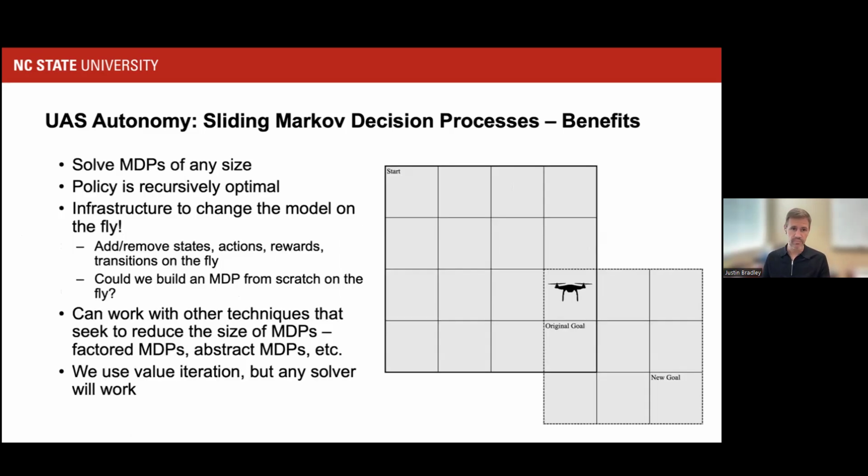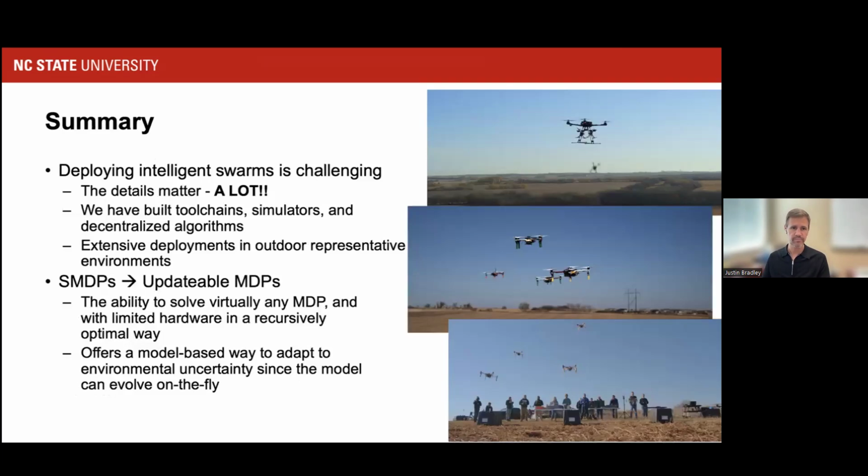So a couple of really nice benefits that you get from this. You can solve MDPs of virtually any size. The policy is recursively optimal. And we've built some infrastructure that lets you change the model on the fly. Because we rediscretize the state as we go, we actually change the MDP as we go. And so we now have infrastructure where we can change the MDP on the fly, which is leading to the next step: could I then build the MDP on the fly as I go, adding new states, new information, new rewards, new actions as the drone encounters them? That's the next step.